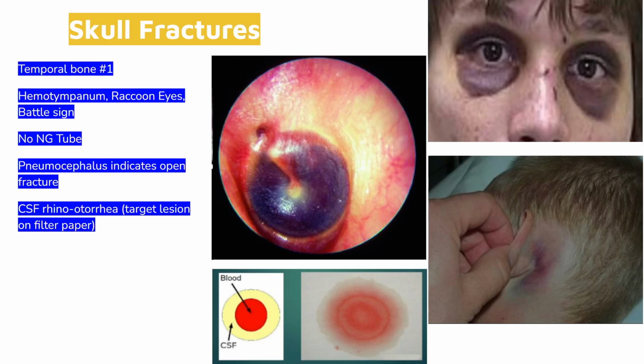All right, skull fractures. You have to know that temporal bone is number one. That makes sense. It's the thinnest in certain areas, right? You should know hemotympanum, which is pictured here. Raccoon eyes, also pictured, and Battle sign. They may show you a picture and ask you a question. You do not put an NG tube in these patients. Pneumocephalus indicates open fracture, just like it does anywhere else in the body. And if you see any CSF rhinorrhea, or they say there's a liquid draining from their nose, you want to see a target lesion on filter paper to prove that that is CSF and not just blood.